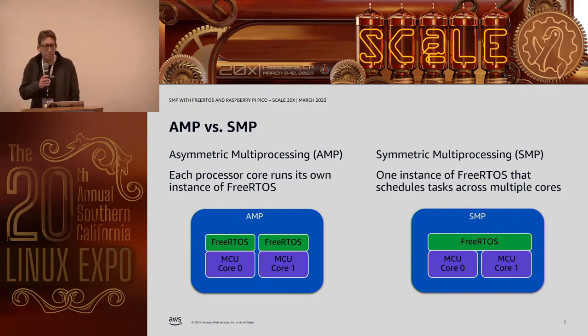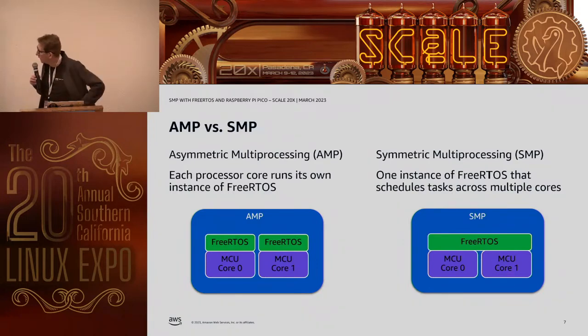So let's talk a little bit about AMP versus SMP. FreeRTOS supports AMP. It has for a very long time. There's a project called OpenAMP that has hooks for STM32 and some of those kinds of chips. And asymmetric multiprocessing, the way to think about that is that each processor core runs its own instance of FreeRTOS if you were to use FreeRTOS with AMP.